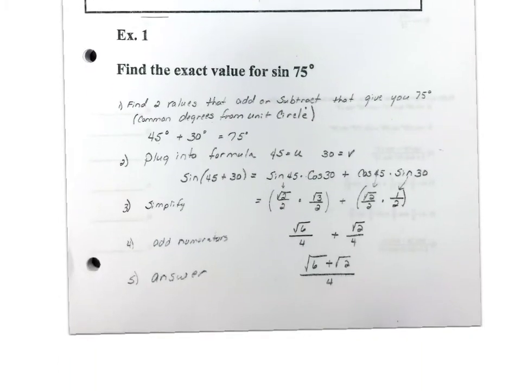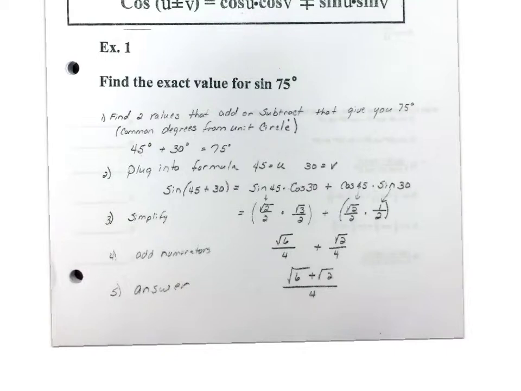Okay, so then on the example that is given, let me just go through the example. That way you know how to set up the problems, okay? On example number 1, it says find the exact value for sine of 75. And then step number 1, it says find two values that add or subtract to give you 75, common degrees from the unit circle. So you have to think about the common unit that is given. In this case, it's given in degrees, so you have to think about two angles that equal 75. In this case, it's 45 plus 30 equals 75.